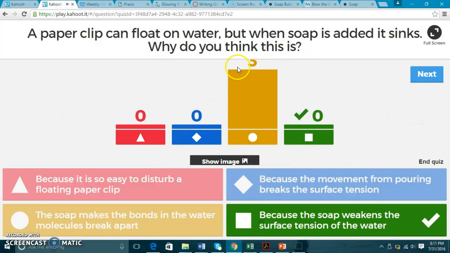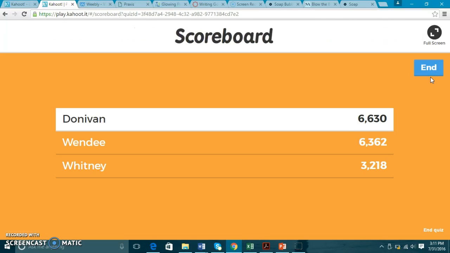So here you can see everybody got it incorrect. So this is definitely a question that I would omit from a final exam if I were to do a final exam. Let's push next and we can see the final leaderboard. Donovan won, and Wendy was just behind him, and I am doing very poorly.